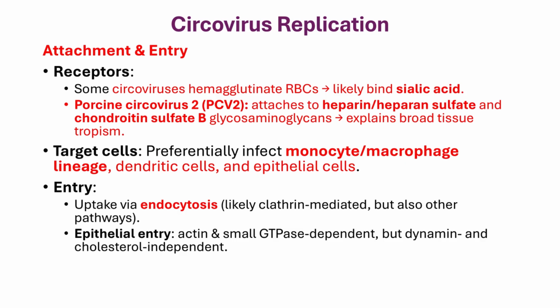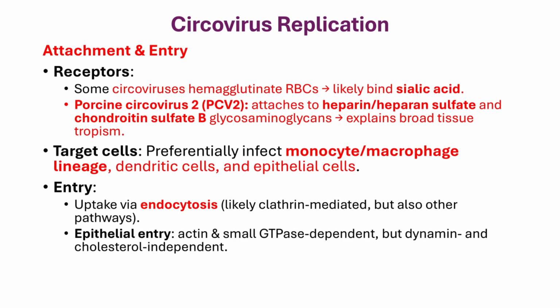Virus replication, attachment and entry. Now let's look at how circoviruses attach to host cells and enter them. First, the receptors. Some circoviruses are able to hemagglutinate red blood cells, which suggests that they bind to sialic acid on the cell surface. For porcine circovirus 2, or PCV2, attachment is more complex.